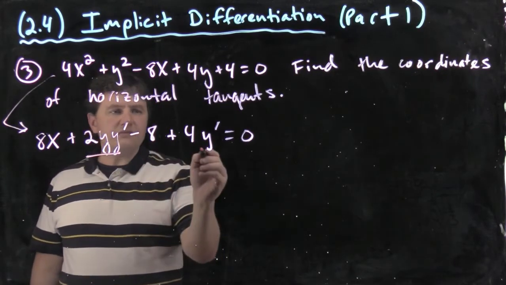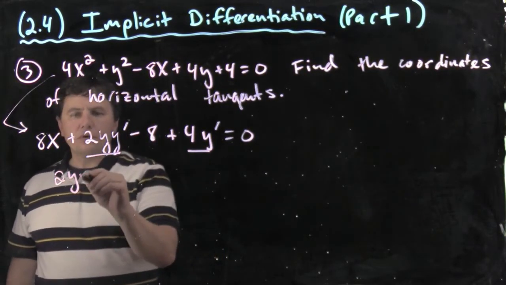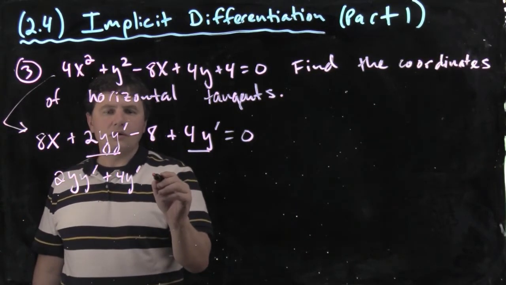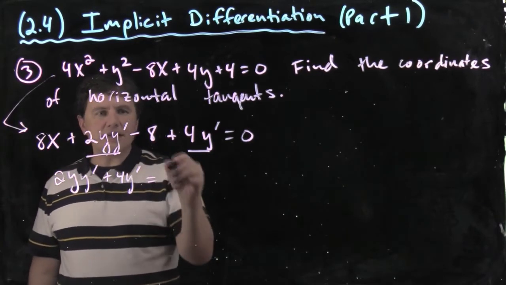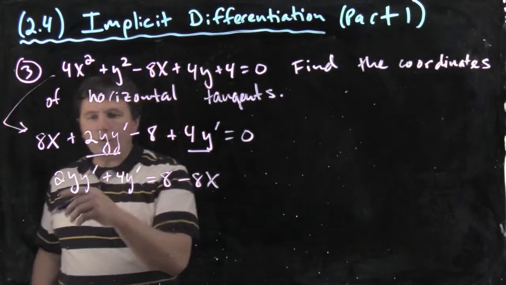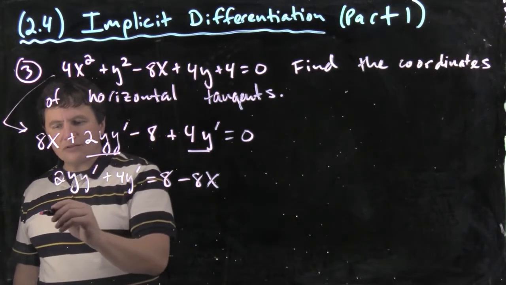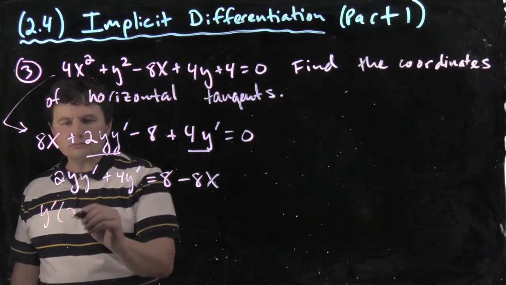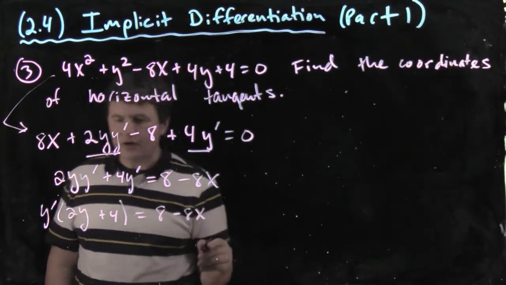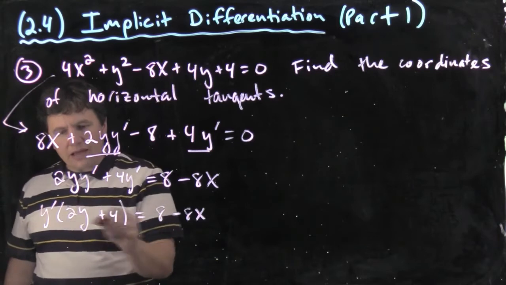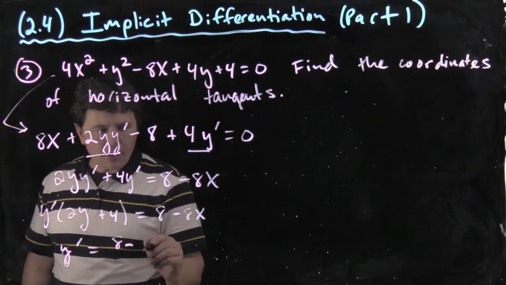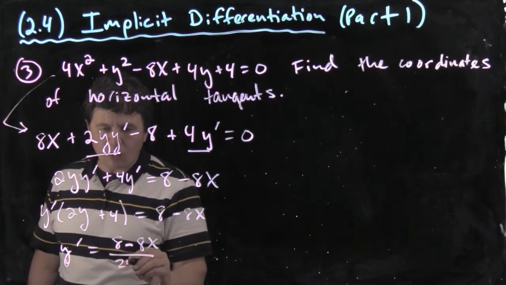Okay, so now I'm going to leave this on the left. And these I'm going to move to the right, so let's add the 8, subtract the 8x. And now we can factor out the y prime. And then I can divide by the 2y plus 4. And that's going to give me 8 minus 8x over, and then 2y plus 4.